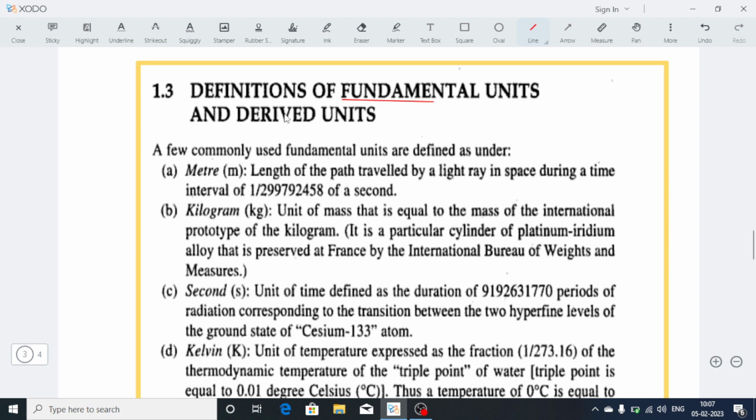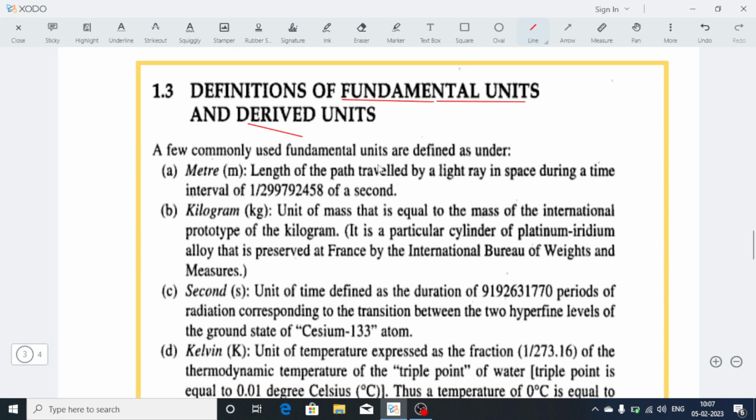Fundamental units are the units which cannot be derived from other units, but derived units are derived from the fundamental units. These are basically derived from the fundamental units, so they are called derived units. Fundamental units are the standard SI units. So it is not derived by any other units. That is called fundamental units.